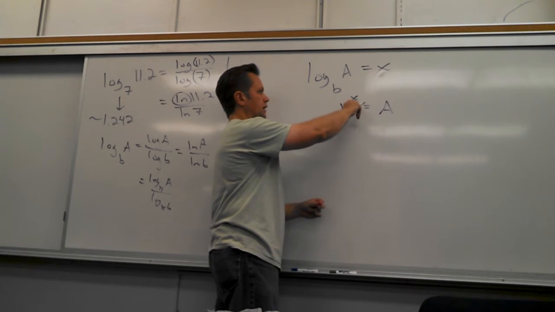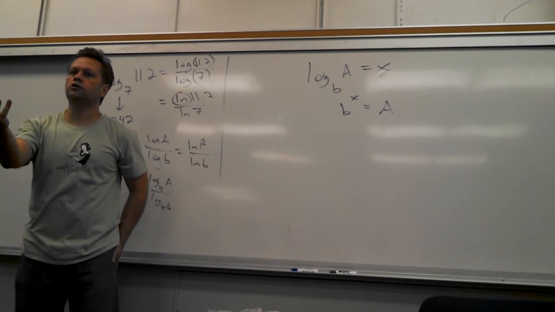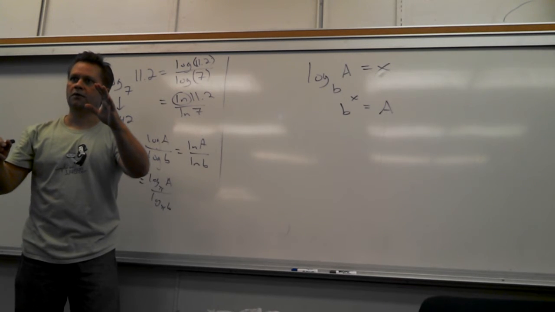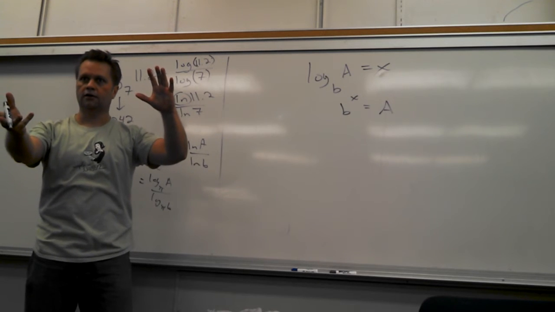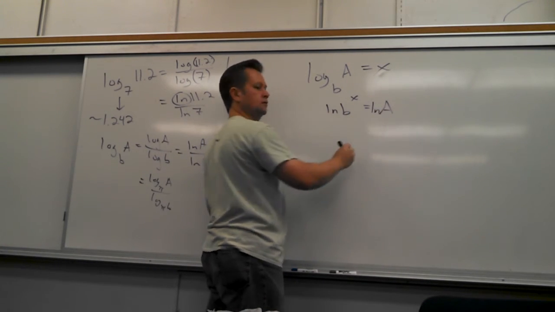What do I do to both sides to get that x to come back down? Take a log. Any log you want, because every log has that property, right? But what log am I going to use? Based on what I told you earlier, I'm going to use ln. When we first did this, we used log base 10, because we didn't know ln yet. But now I'm going to take the ln of both sides.